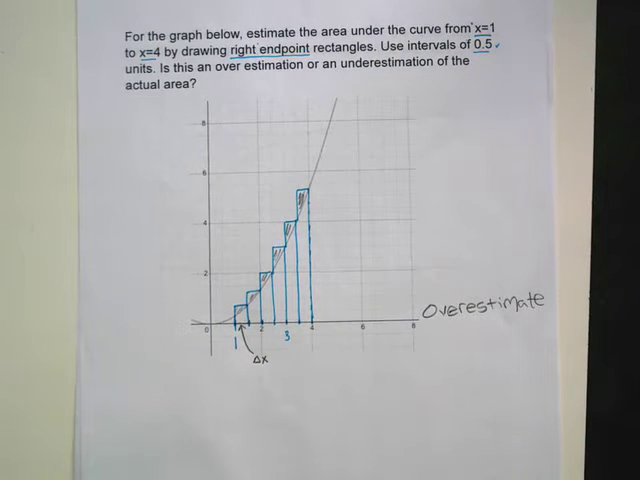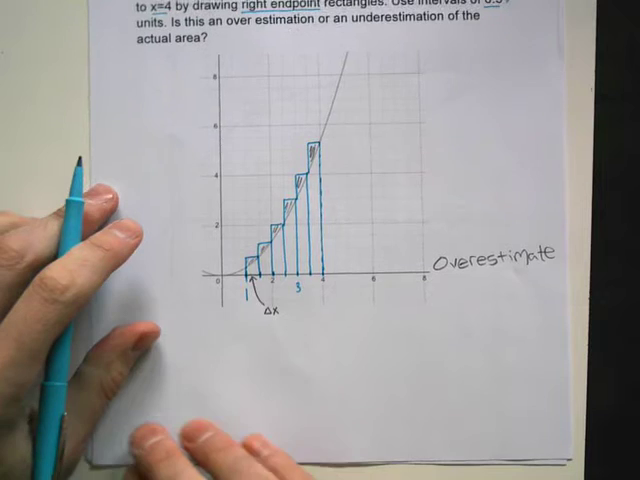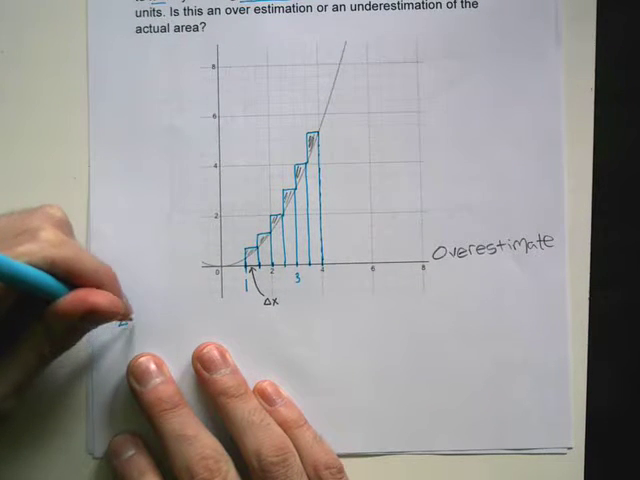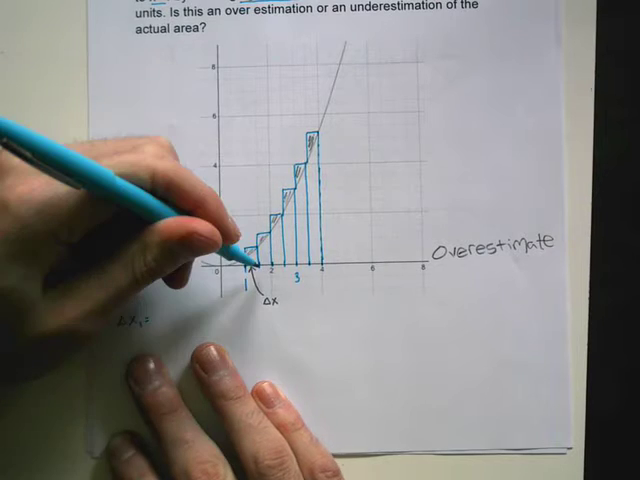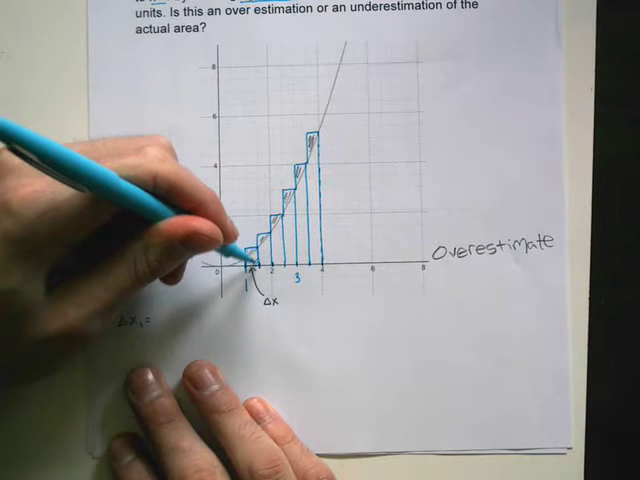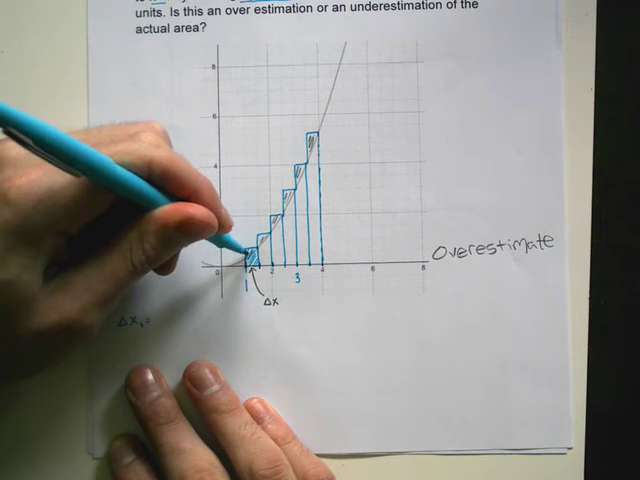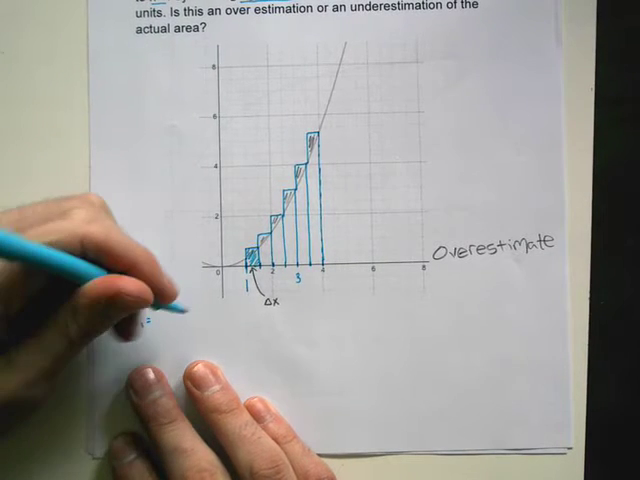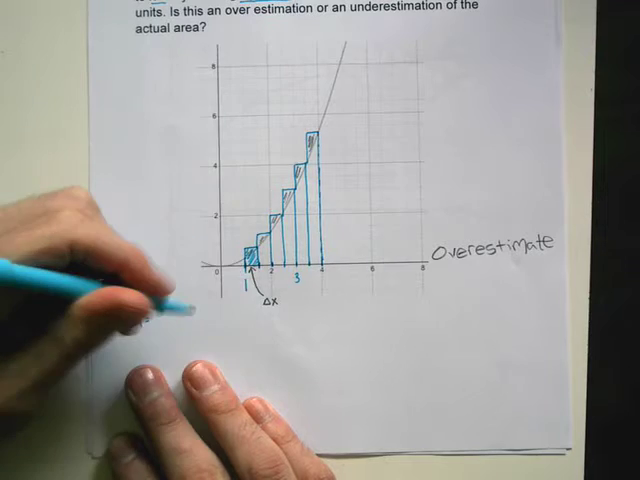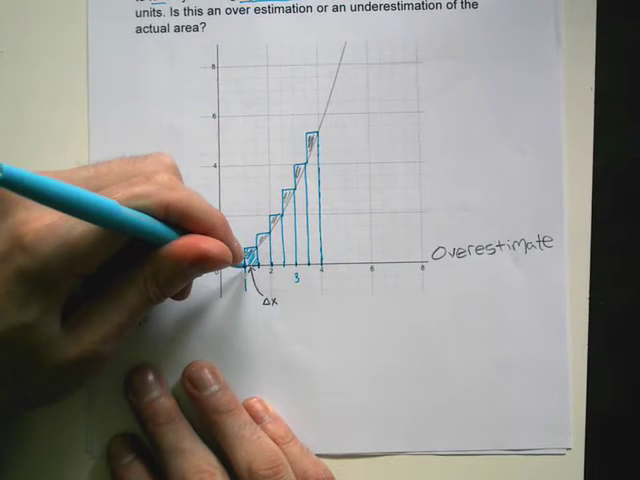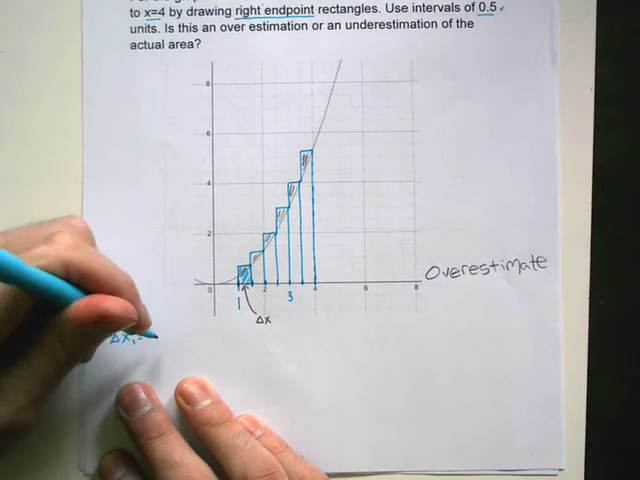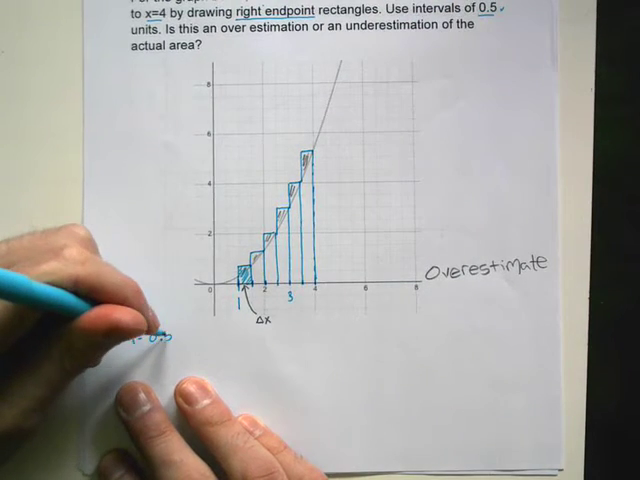So let's find the area of each of these rectangles. I'm going to say delta x1 represents the distance along the x-axis of this first rectangle right here. That's the same thing as taking the area of this. Remember, our base was 0.5 because the problem told us we wanted to go in intervals of 0.5. So 0.5 is our length.